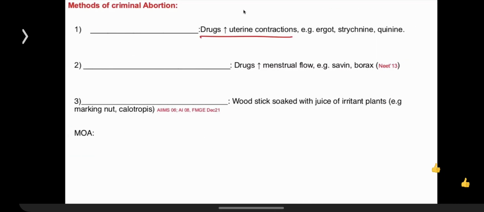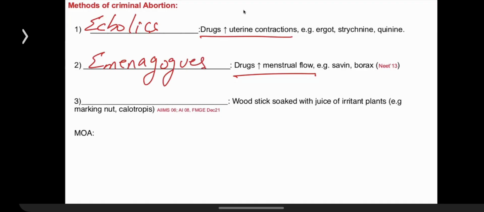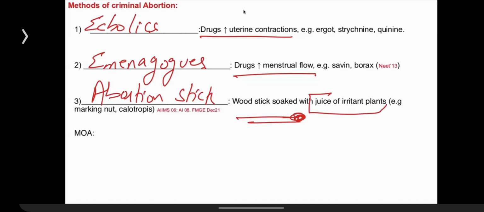Drugs which increase the uterine contraction, these are called ecbolics. And drugs which increase the menstrual flow, emmenagogues. Then the abortion stick. Abortion stick is a stick which is soaked in the juice of irritant plants like marking nut, calotropis, and it is put inside the uterus. What's the mechanism of action? It increases uterine contractions.